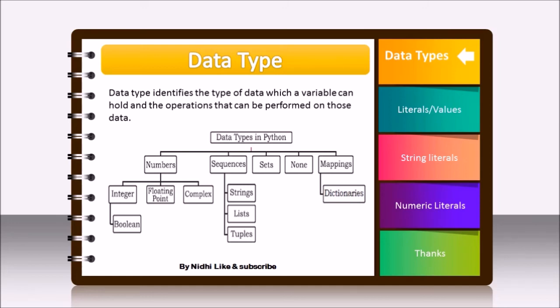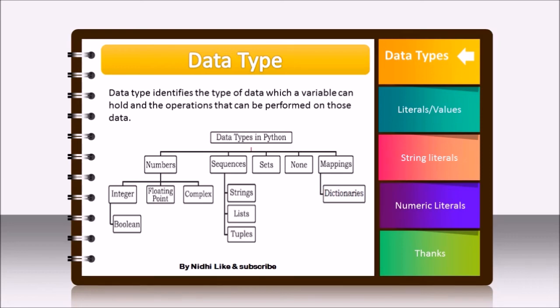So let's start. Data type means whenever we are assigning some value to a variable, we should know what type of value that particular variable is holding. It can be a numeric value, it can be a value that has a decimal number, it can be a sequence of strings, it can be a list, it can be a tuple.